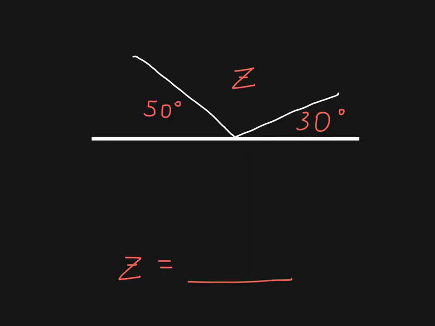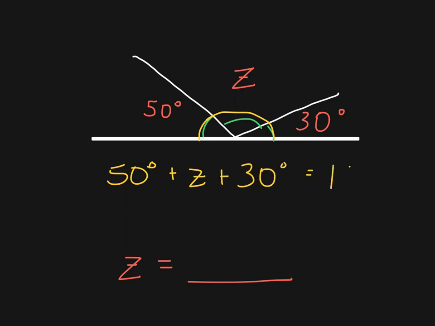Sometimes we are given problems where we have more than just two angles. So in this case, we have three angles. I've got this 50-degree angle, this 30-degree angle, and then this unknown mystery angle. But I do know that all three of these together make a straight angle. So all three of these, 50 plus my mystery angle, angle Z, plus 30, all together are going to equal 180 degrees. So I can also use mathematics to figure out what this mystery angle is.